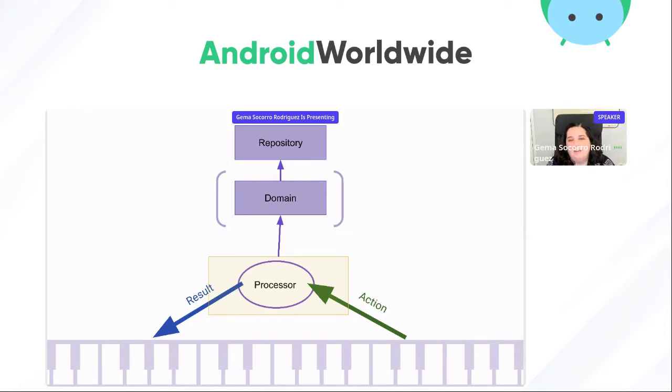So as always, you have to choose whatever fits your needs or the needs of your team. Be pragmatic. You have both options: you can connect your processor to the domain directly, or to the use cases and call every use case that you're going to use. Or you could also connect it to your repositories, whatever you need.